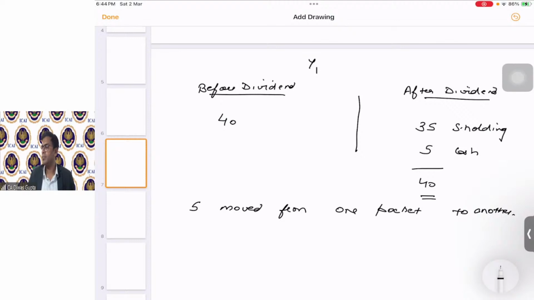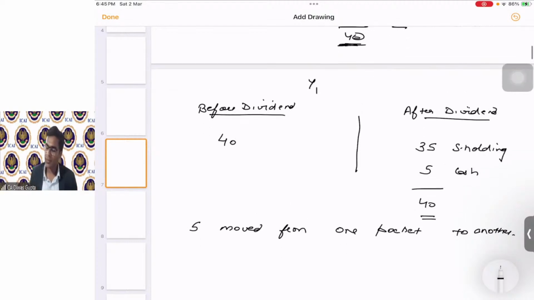Yes, Anmol. Anmol is asking, sir, when dividend is paid, the value of shares gets reduced by the amount of dividend paid. Yes, Anmol, it happens. Example of MPS, Mamta. MPS is what? Market price per share. We have some questions where we will calculate the market price. Okay.